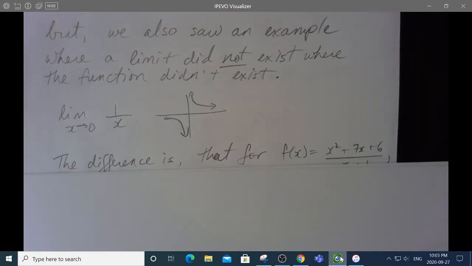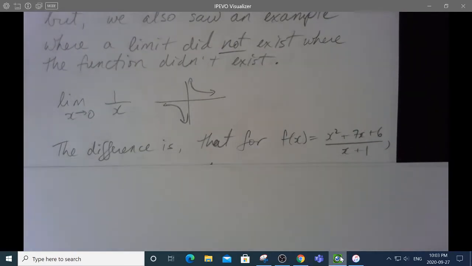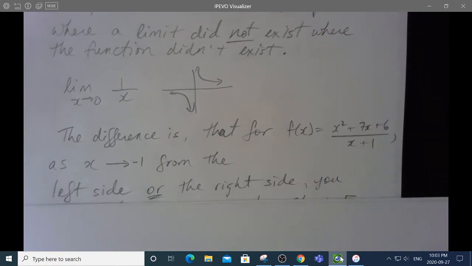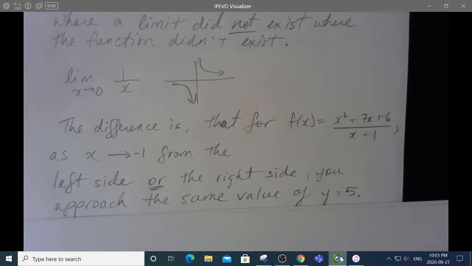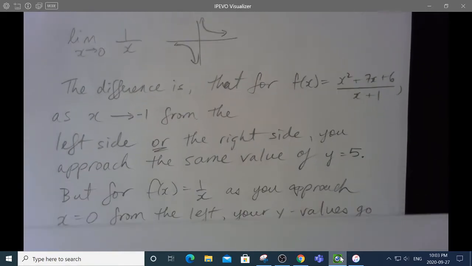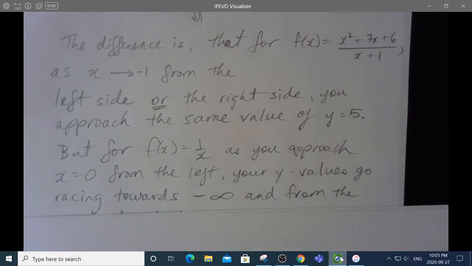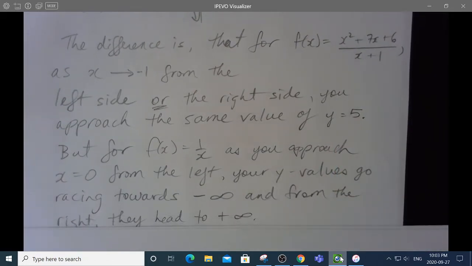So the way I wrote that is, the difference is that for the function I looked at on the last page, as x approached -1 from the left or the right, you approach the same value of y equals 5. But for this function, f of x equals 1 over x, as you approach x equals 0 from the left, your y values go racing towards negative infinity, and from the right, they head to positive infinity. So, give you a sec to catch up to me. Feel free to pause the video if you want to jot this down, and I'm going a little bit too fast.